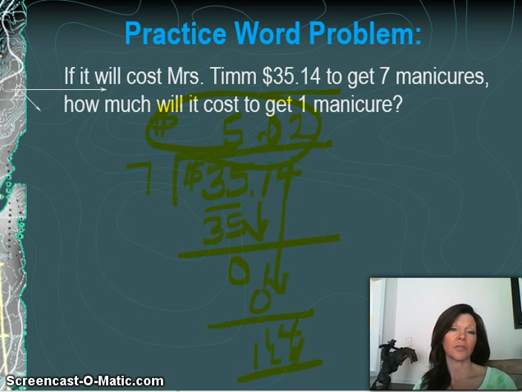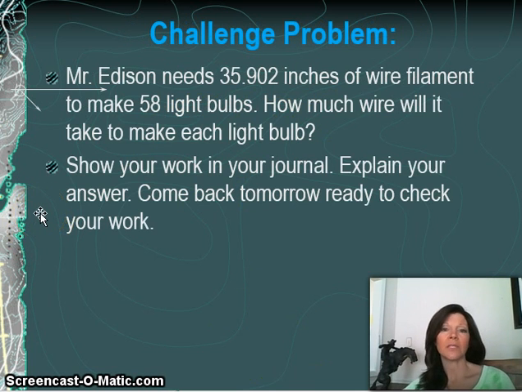All right, let's look at your challenge problem for today. Mr. Edison needs 35 and 902 thousandths inches of wire filament to make 58 light bulbs. How much wire will it take to make each light bulb? Show your work in your journal. Explain your answer and come back tomorrow ready to check your work in class. Please make sure you do it. Your teachers are going to start checking every single day from now on if they haven't done so.